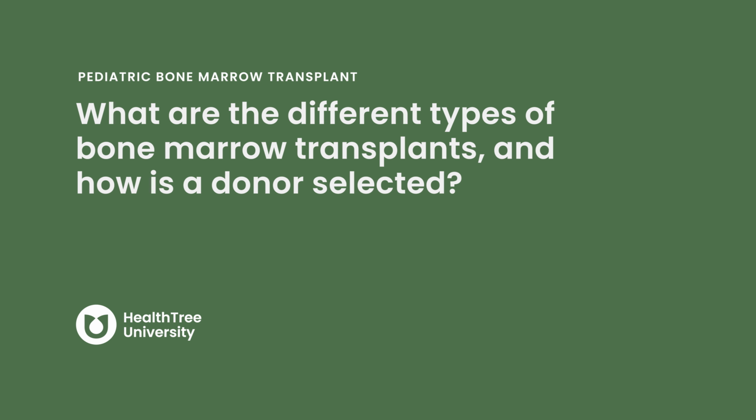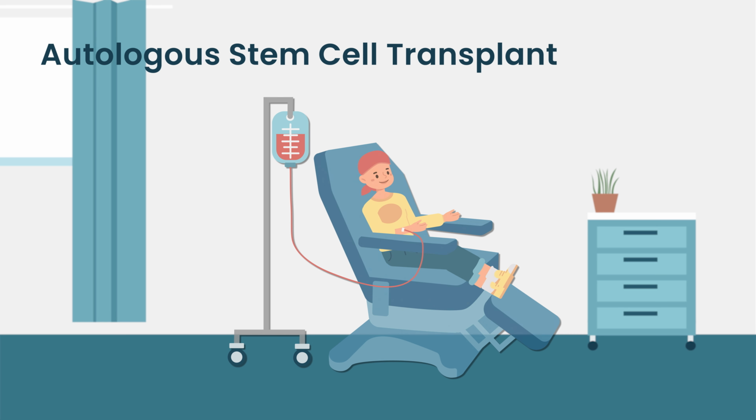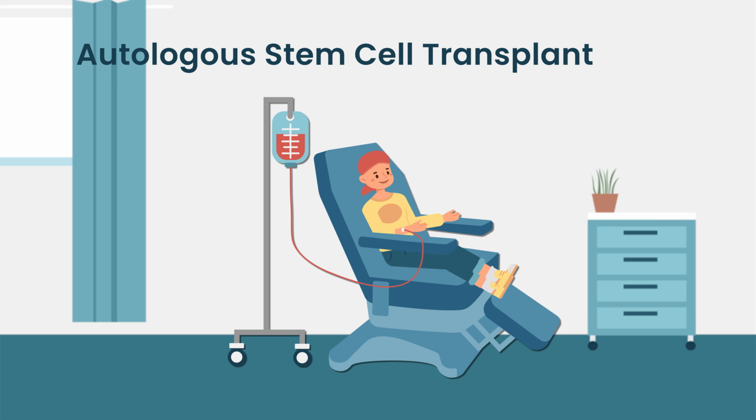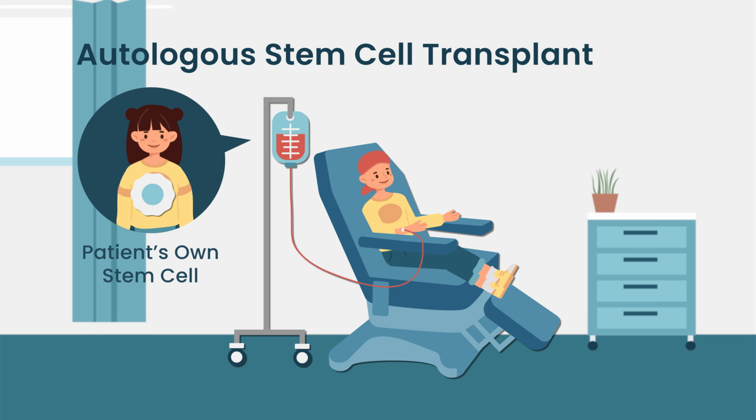What are the different types of bone marrow transplants, and how is a donor selected? Three major flavors of transplants. There are what we call autologous transplants. Now, these are transplants where we give patients their own stem cells back. This is something that we use for some high-risk solid tumors and some lymphomas, but we don't use for AML with one rare exception called APML.